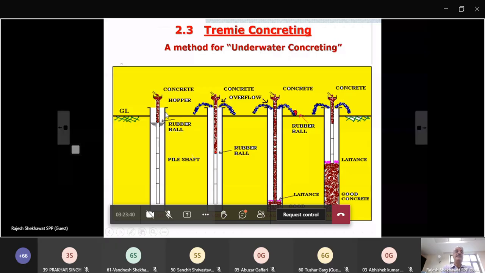Now the important thing is, number one, that you should not drop small amounts of concrete. Otherwise what will happen is that concrete will remain here or it will remain here and laitance will be in between.